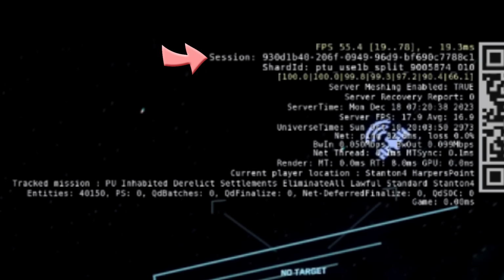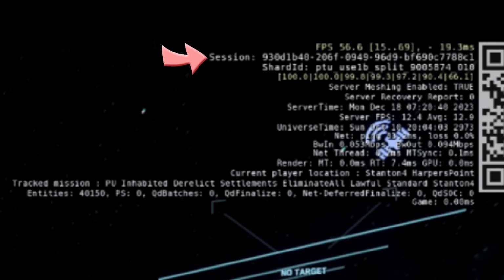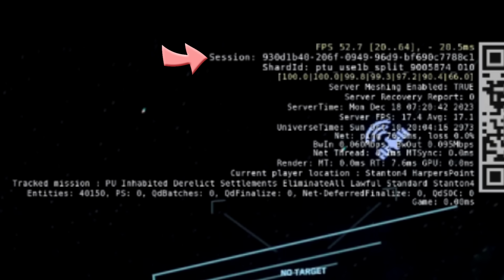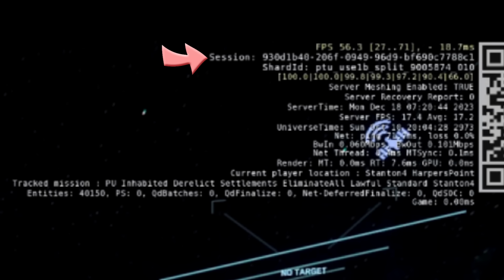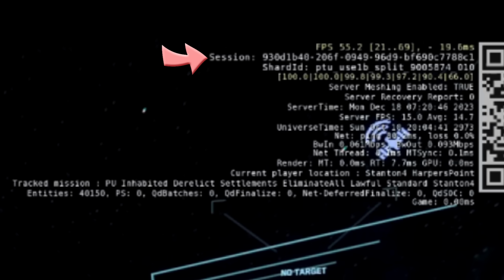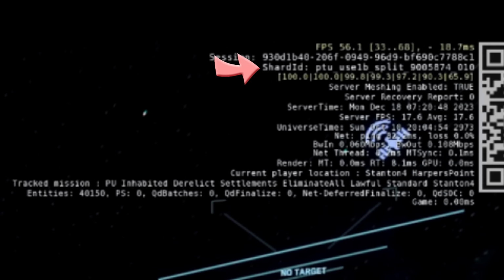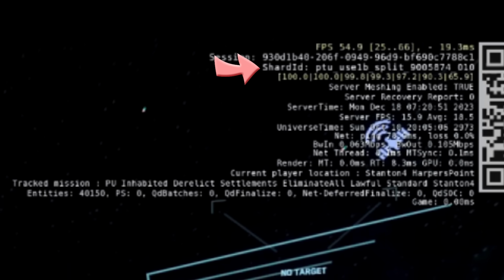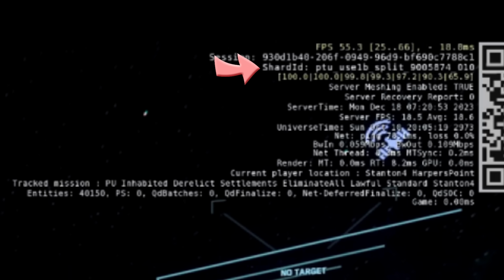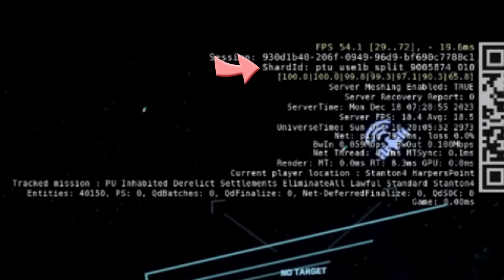The next line is your session ID. This is unique to your session and is how the server and the replication layer will be distinguishing between you and every other player running on the game right now. The next line is your shard ID. This is the identifier of the server, someday the server mesh, and replication layer that you are talking to.